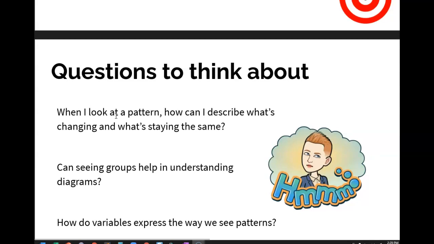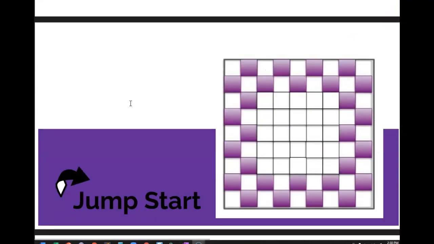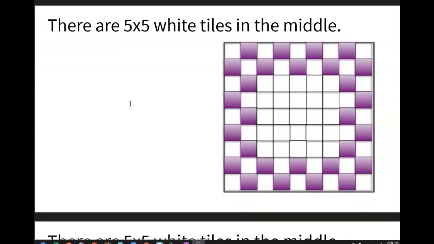So questions to think about. When I look at a pattern, how can I describe what's changing, what's staying the same? Can seeing groups help in understanding diagrams? So maybe grouping will help us see patterns. And how do variables express the way we see patterns? Can we use variables?